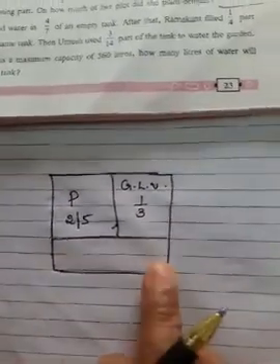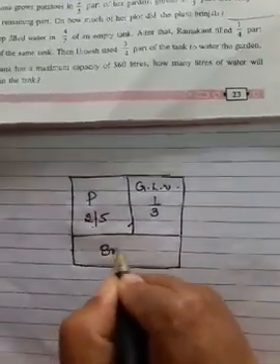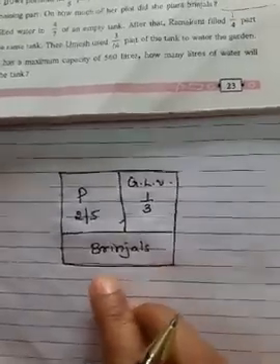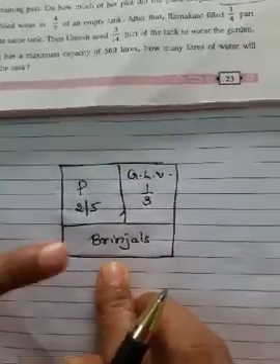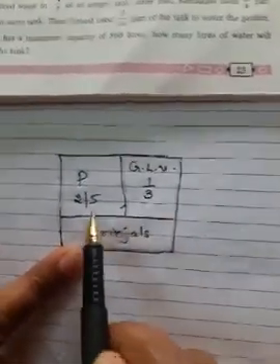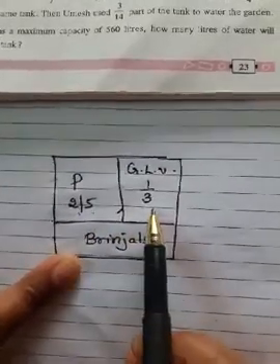And the remaining part, what has she planted in this part? Brinjals. That we don't know, so we have to find out on how much part of the plot she planted brinjals, correct? So how to find this out? What you have to do? You have to add first these two fractions, correct? So add these two, 2/5 plus 1/3.